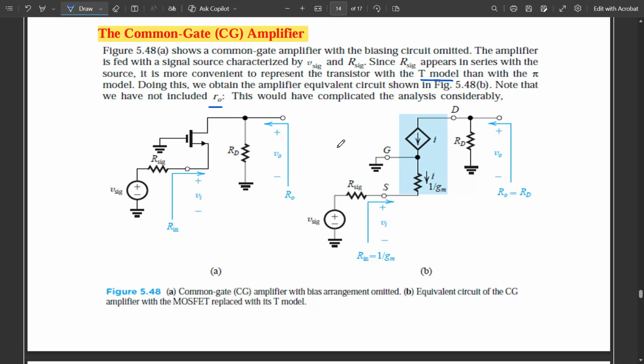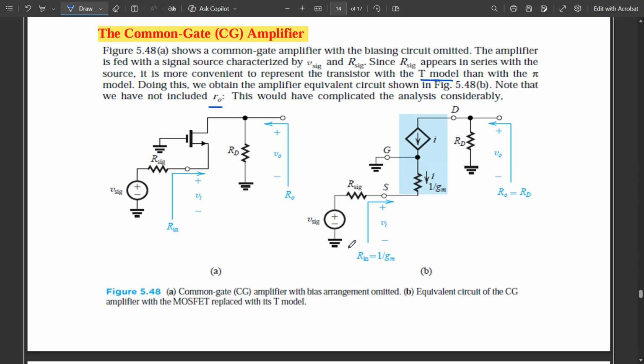Common gate amplifier. As I told you in the definition, the gate terminal is grounded, and with respect to the source terminal, V signal and R signal are kept in series. With respect to the drain terminal, the drain resistance R_D is kept, and from that terminal we check the output voltage V out. V in is provided by V signal and R signal. And this is the T equivalent model circuit. The MOSFET is replaced by the voltage controlled current source I, flowing through this equivalent resistance, that is 1/gm, and other parameters.